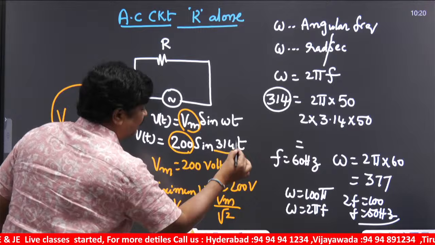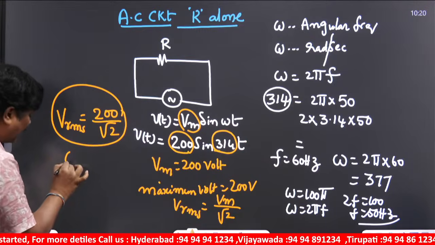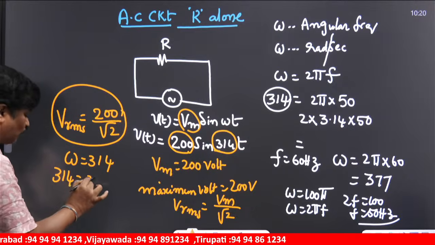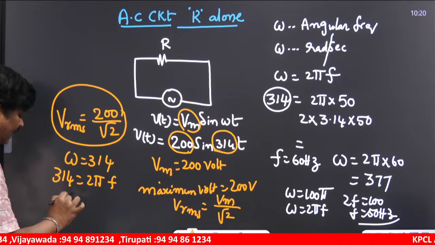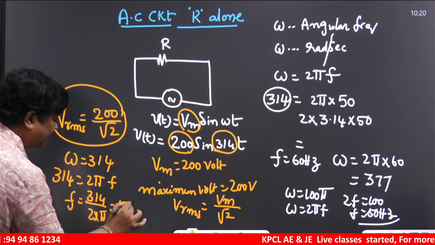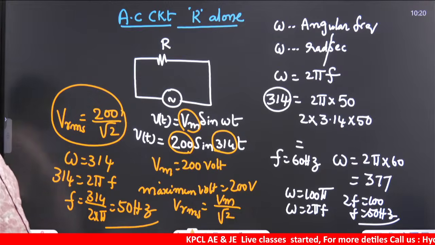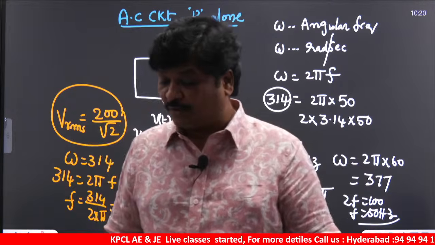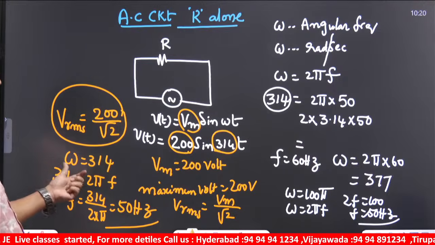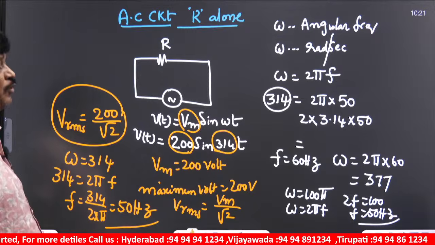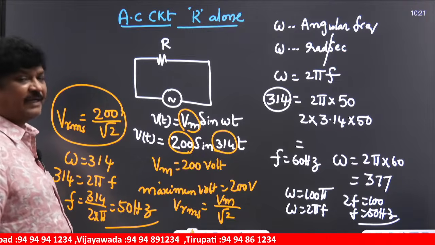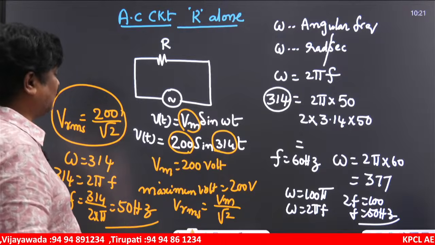And what is this one? That is omega. Omega is equal to 314, and 314 is equal to 2 pi f. So F is equal to 314 divided by 2 into pi, that is equal to 50 hertz. Clear? Omega is equal to 314 and frequency is 50 hertz. That is the available data we are having. Please take notes on this. When I am discussing, try to note down the points also.